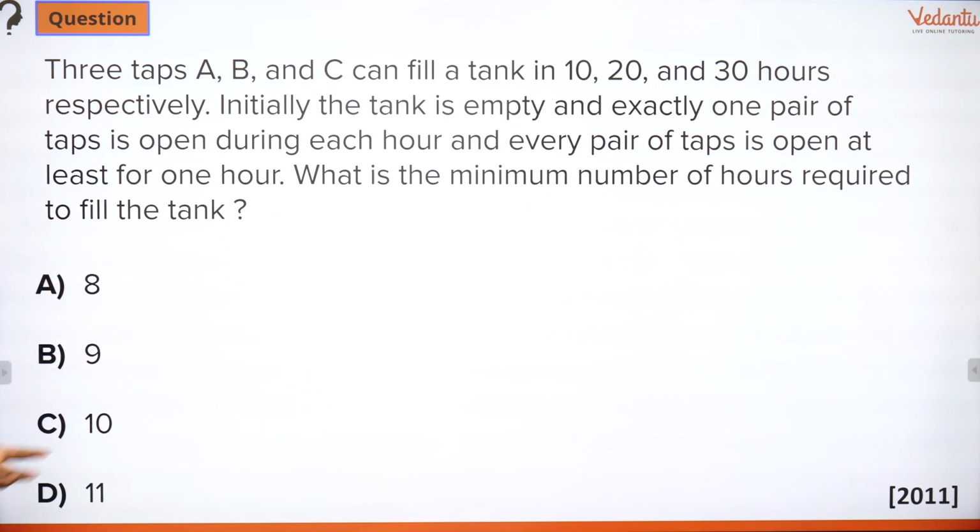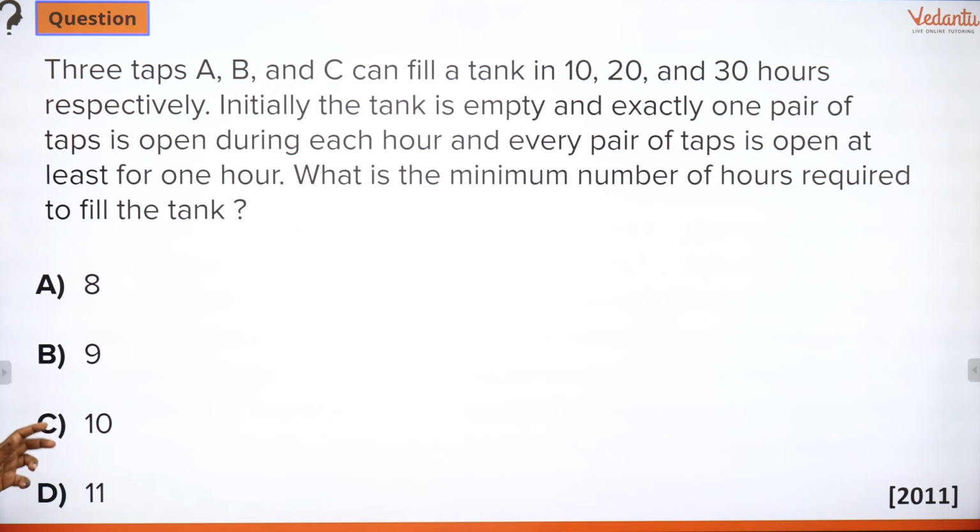So here what do you have, guys? You have 3 taps, A, B and C, let's call them. And they are going to fill a tank. Let's say you have a very big tank in your house and you're going to fill it with 3 taps. So one tap is very fast. It can fill the tank in 10 hours.